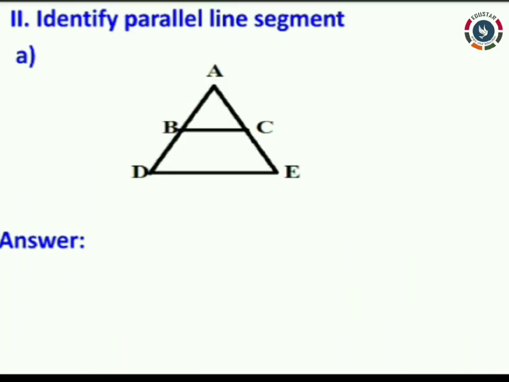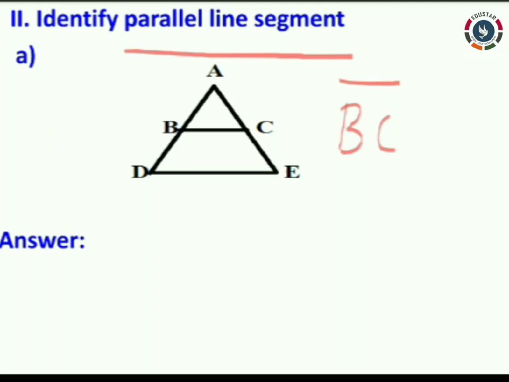Next, identify parallel line segments. What is meant by parallel lines? The two lines do not intersect or cross, right? Then the lines are called parallel lines. Now we are going to name the parallel line segments. So BC is one line segment. It's having end points. B is 1 point and C is 1 point. BC is one line segment.